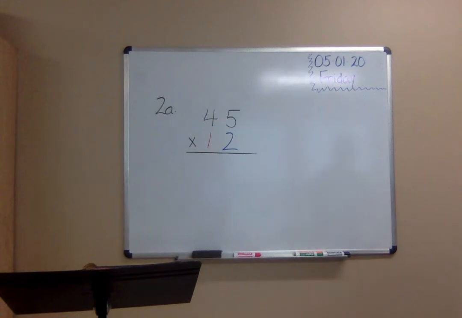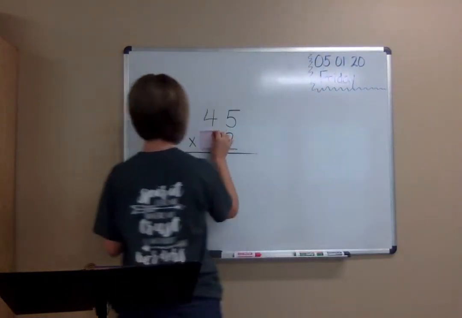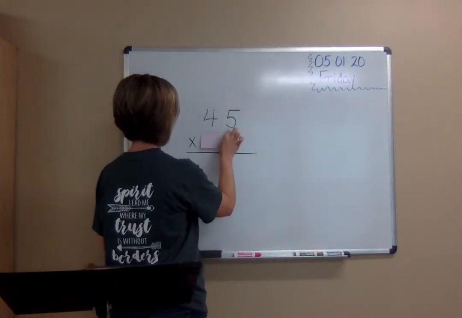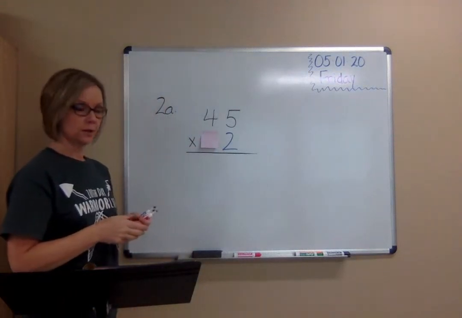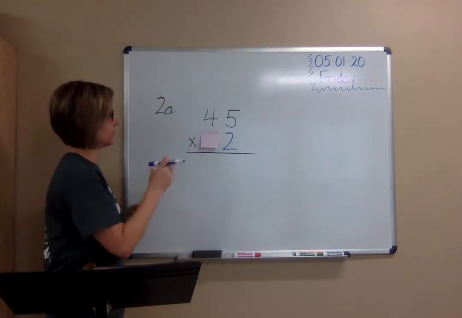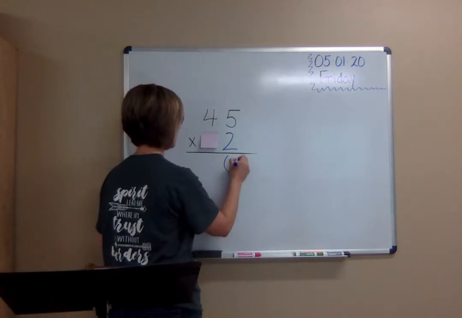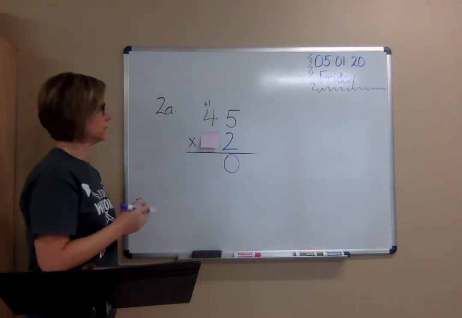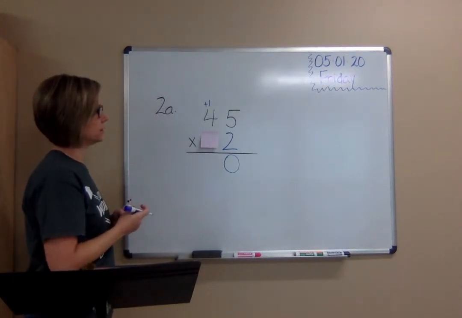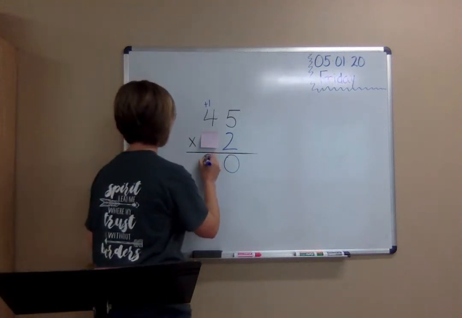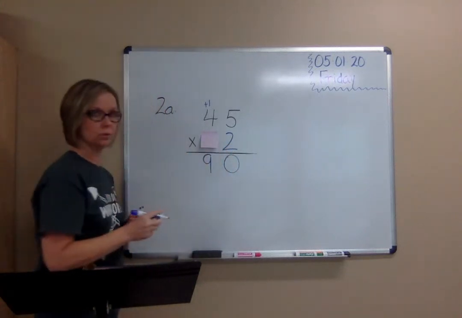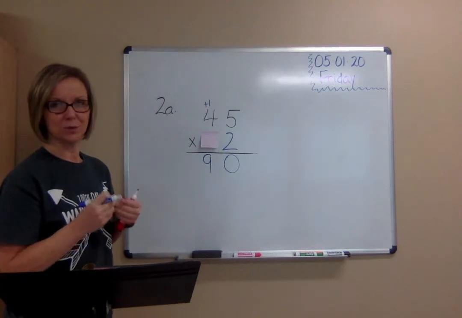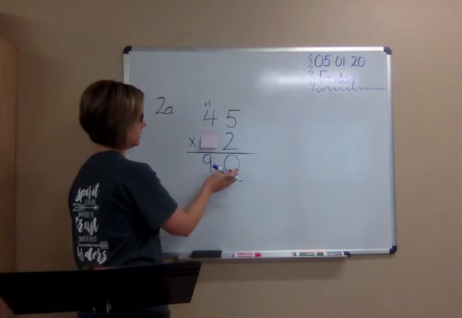First step here is we're going to start in our ones column. So I'm just going to go ahead and cover up this 1 here. So we're saying 45 times 2 here. So let's start. 2 times 5 equals 10. So we put the 0. We carry the plus 1. 2 times 4 is 8. Plus 1 equals 9. So for my blue 2 in the ones place, I have 90.